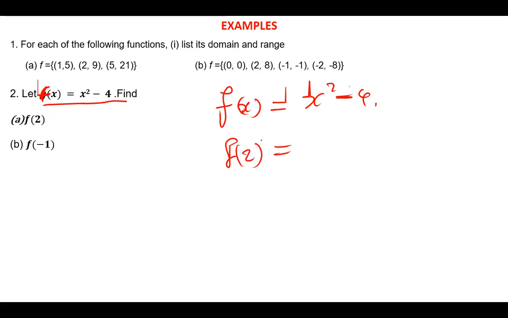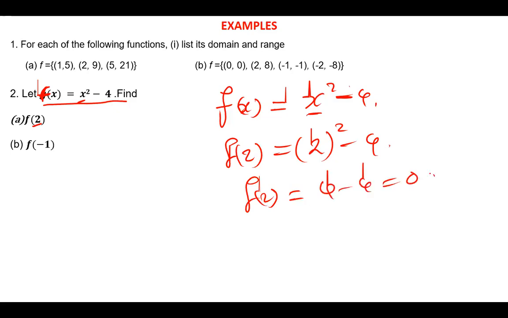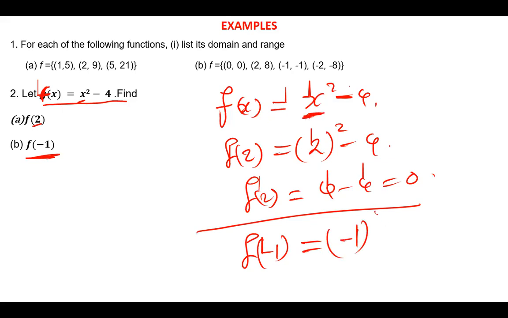So f of 2 is equal to, we just replace x with 2. So we have 2 squared minus 4. So f of 2 will simply give us 4 minus 4, which is just 0. Then f of -1 will simply be found by replacing x with -1. So we have -1 squared, which is simply +1, minus 4, which is just -3. So this is how you find f of any number. It's just as simple as that.